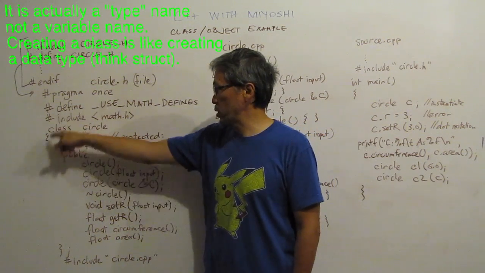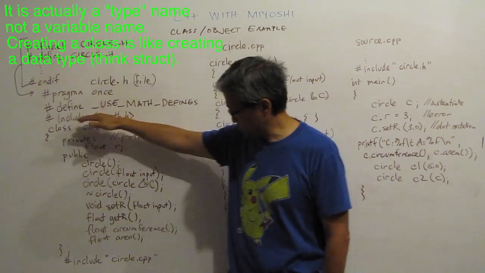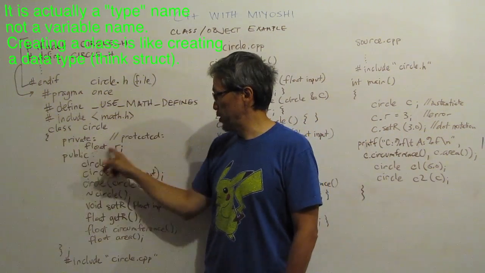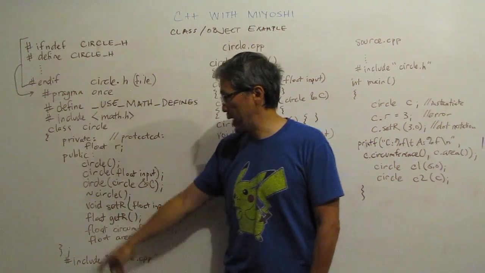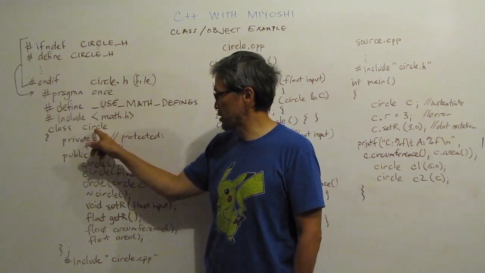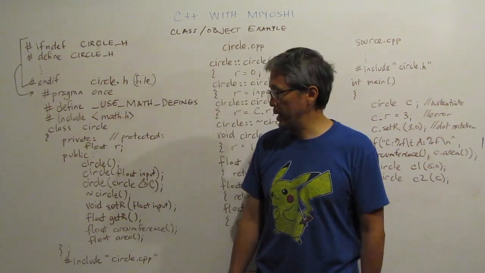I have the keyword class, and that's very similar to a structure. If you recall structures, it looks very similar, but in a structure you'd only have your data here, you wouldn't have the methods. In C++, in fact, though, you can have methods associated with a structure. So anyway, I have a class Circle, and I've got my open and close curly braces, with a semicolon at the end.